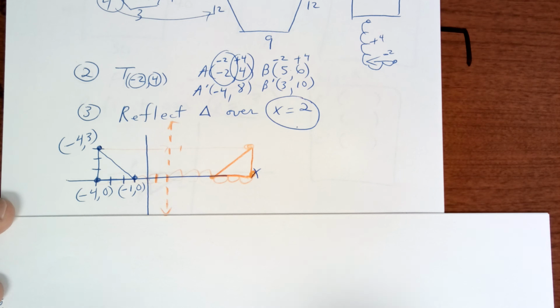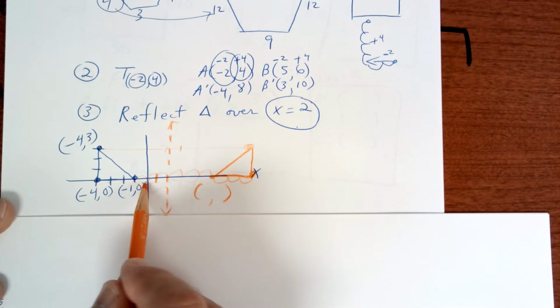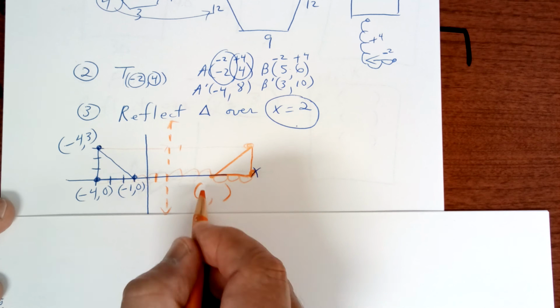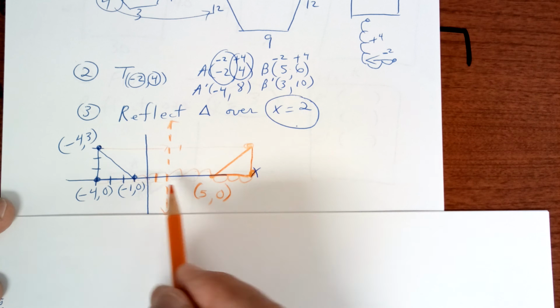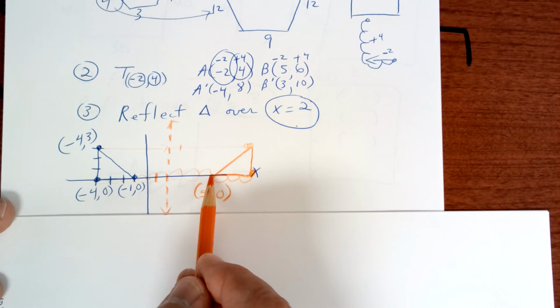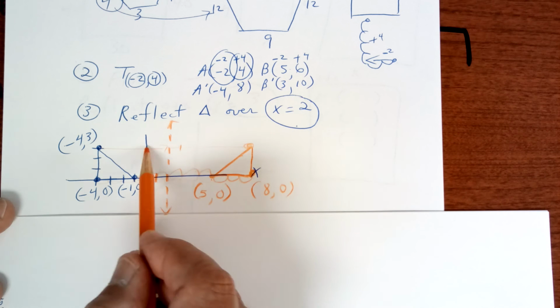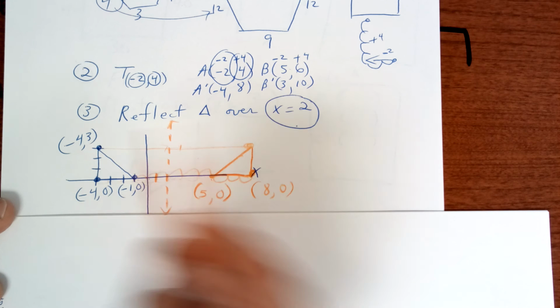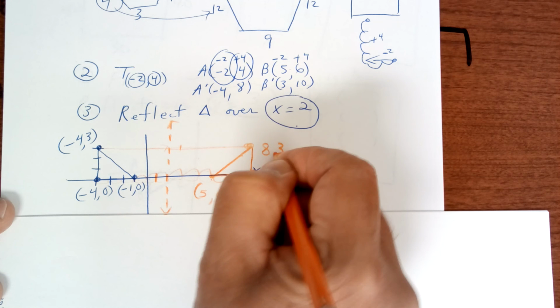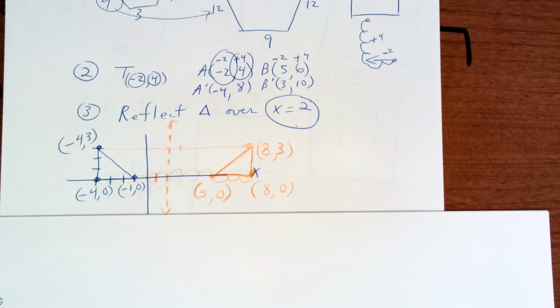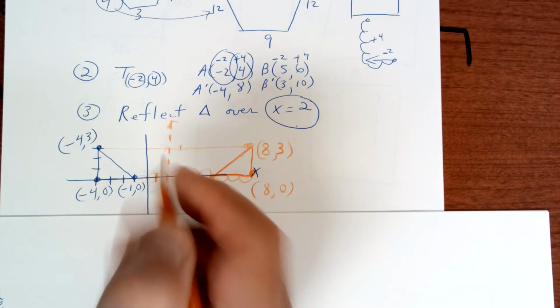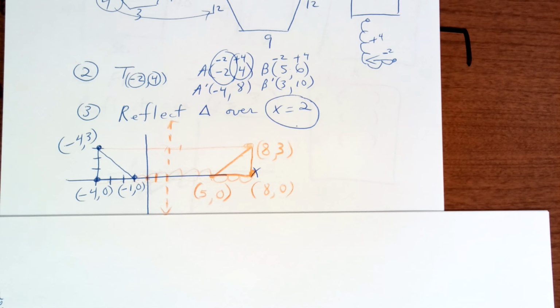Now, to get this point, you start at the origin. So it's going to be 1, 0, 1, 2, 3, 4, 5, up 0. This point is 1, 2, 3, 4, 5, 6, 7, 8, up 0. And this point is over 8, up 3. Make sure you understand that when you reflect it over the line they tell you to, and then you count to that line. But when you get the points, you start back at the origin. That's a little confusing, but that's the way it is.